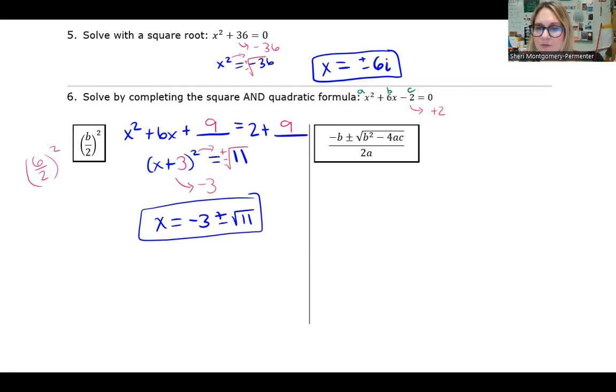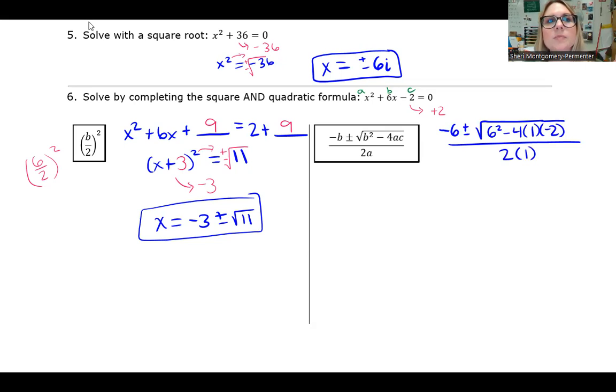So I've got negative b, so it'll be negative 6 plus or minus the square root 6 squared minus 4 times 1 times negative 2, all over 2 times 1. So remember, I am using this same equation and I'm typing it into the quadratic formula.